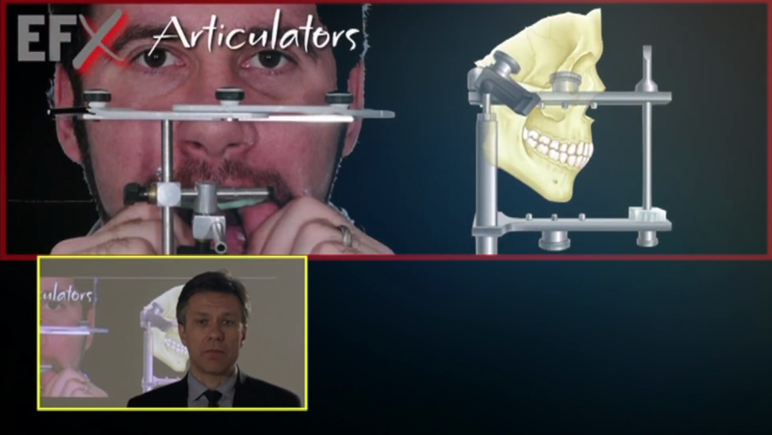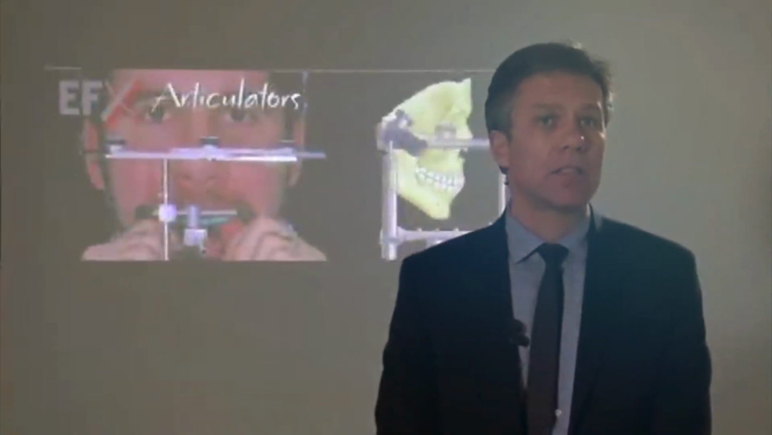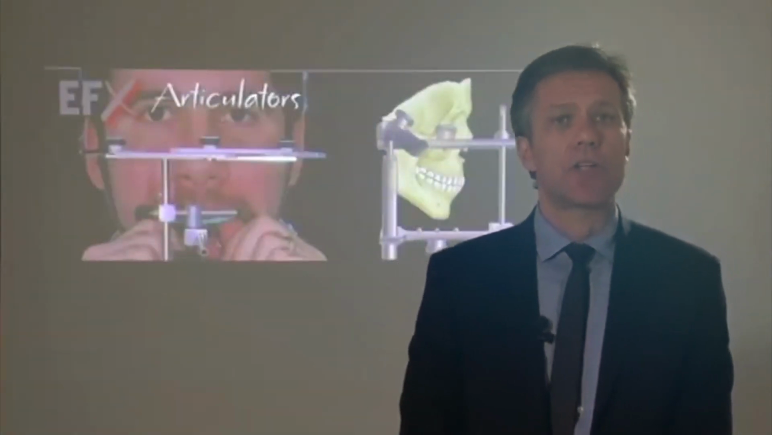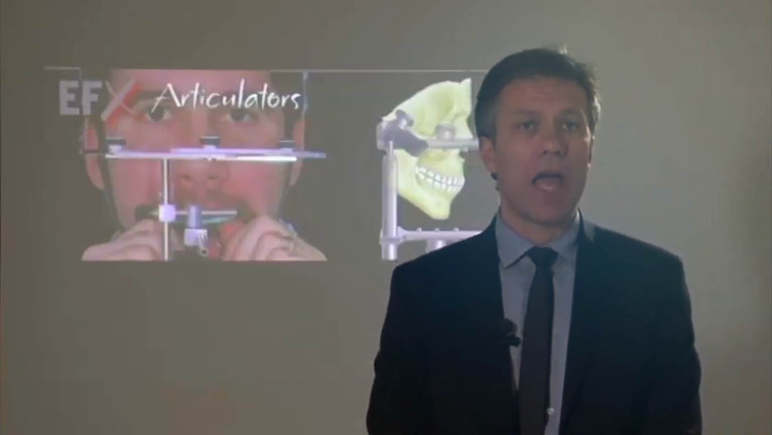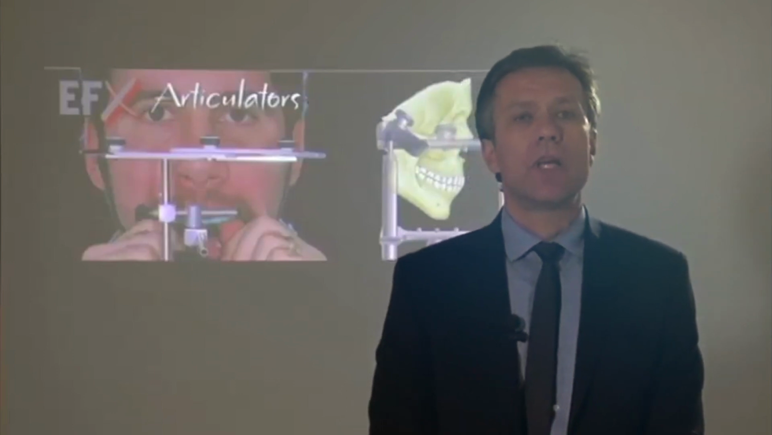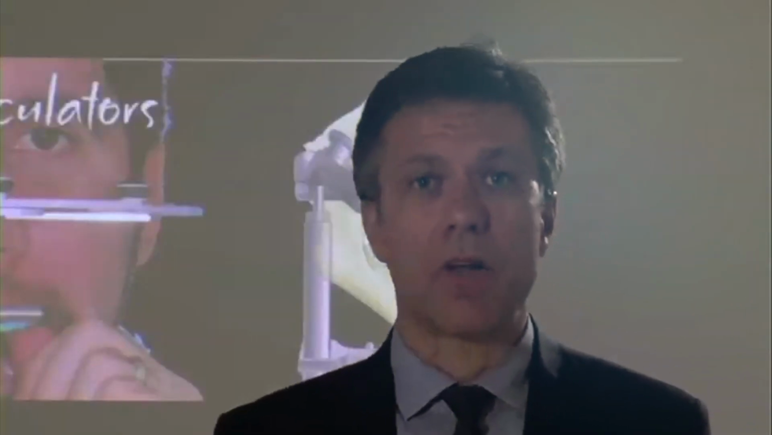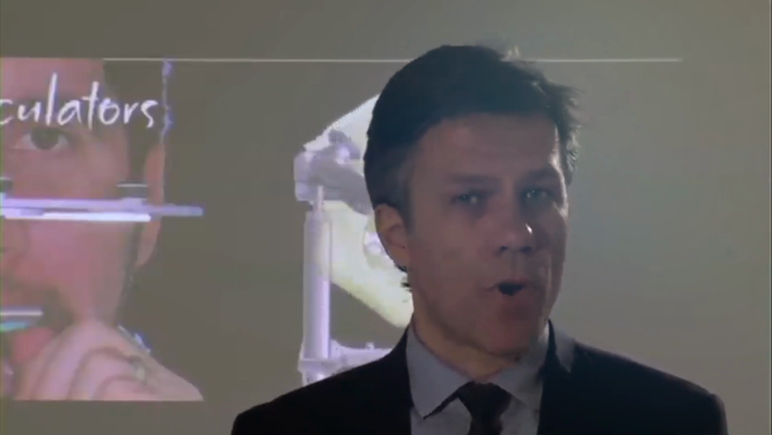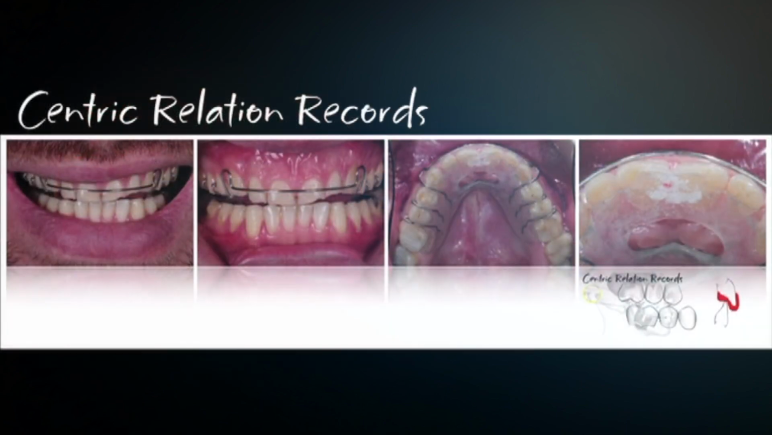I initially mount the case in the articulator. Of course, all this complex case must be mounted in at least a semi-adjustable articulator with a facial bow. It will help us to determine not only the functional part, but also the aesthetics when you properly use the facial bow. When you alter the vertical dimension of occlusion, you have to mount the case in centric relation.